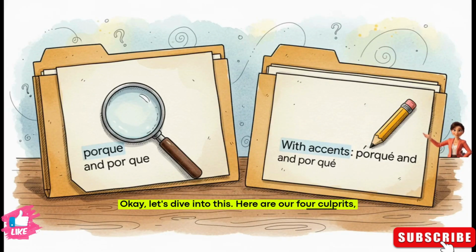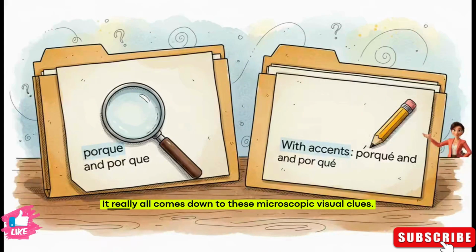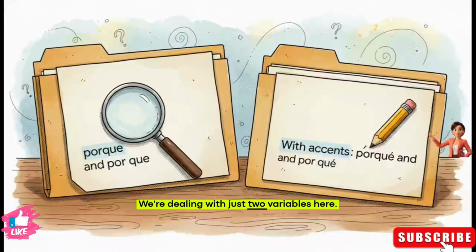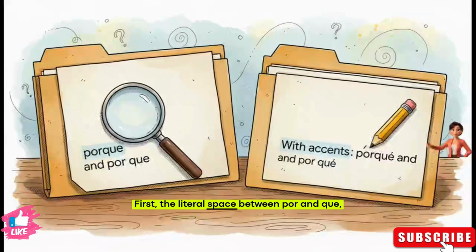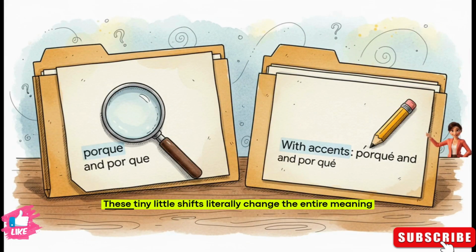Here are our 4 culprits, porqué and porqué, alongside porqué and porqué. As our source material beautifully points out, they are same, but different. It really all comes down to these microscopic visual clues. We're dealing with just 2 variables here. First, the literal space between por and que, and second, the tiny accent mark or tilde over the e. These tiny little shifts literally change the entire meaning and function of the word.